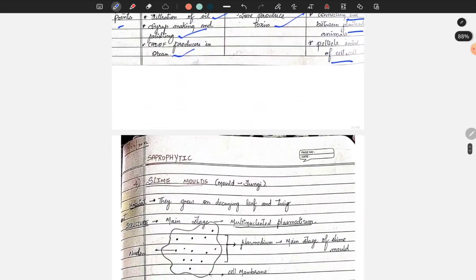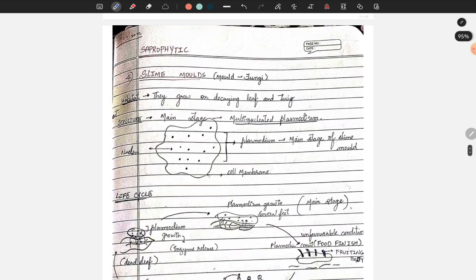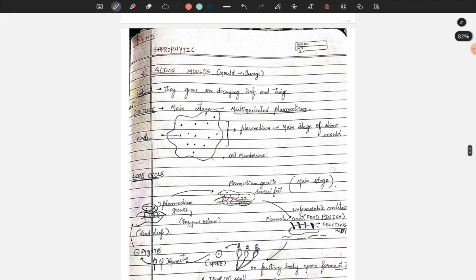Now coming to saprophytic nutrition type. The fourth example, the last but one, is slime molds. It is also called mold fungi. Habitat: they grow on decaying leaves and twigs. The main stage in the life cycle of slime mold is the multinucleated plasmodium. See, this is the nucleus. Multinucleated, guys. This is the plasmodium, the main stage of slime mold, and it also has a cell membrane, a simple structure.